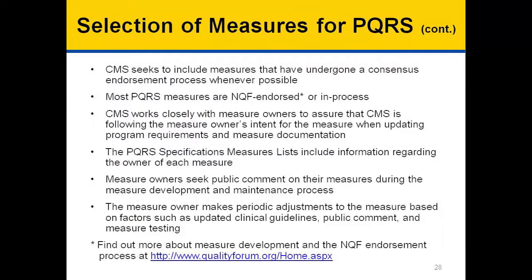CMS seeks to include measures that have undergone a consensus endorsement process whenever possible. Most PQRS measures are NQF endorsed or in process. CMS works closely with measure owners to assure that CMS is following the measure owner's intent for the measure when updating program requirements and measure documentation. The PQRS specifications measures list include information regarding the owner of each measure. Measure owners seek public comment on their measures during the measure development and maintenance process. The measure owner also makes periodic adjustments to the measure based on factors such as updated clinical guidelines, public comment, and measure testing. You can find out more about measure development and the National Quality Forum endorsement process at this qualityforum.org link.